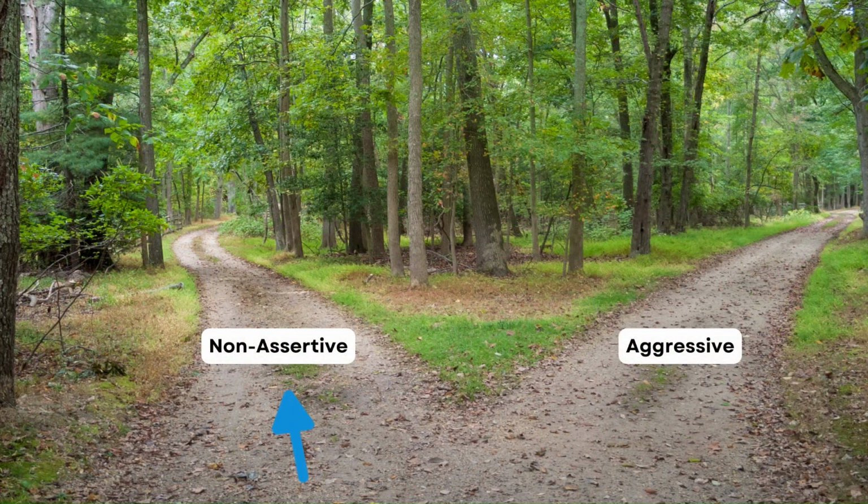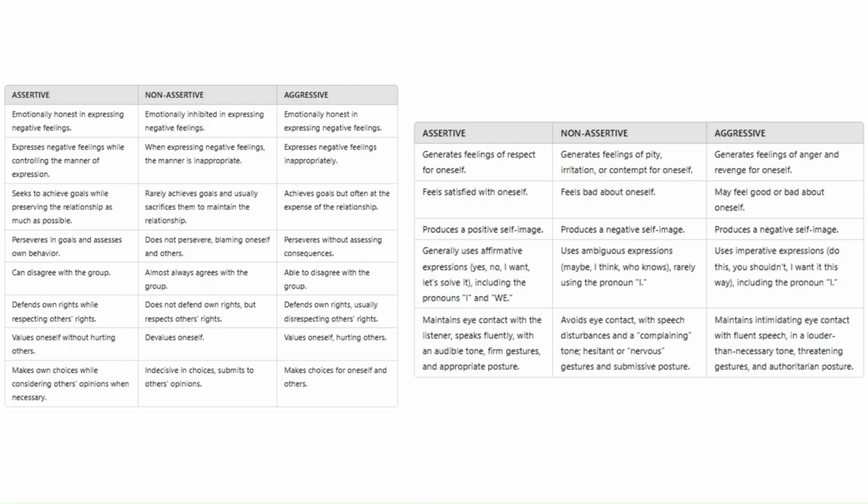Non-assertive. This is passivity, characterized by an inability to express one's feelings, thoughts, and defend one's rights. In this case, the individual does not respect himself. And aggressive. Here, a person places their own feelings and thoughts above the feelings and rights of others. In this case, the individual disrespects others, focusing solely on himself. Here is a chart illustrating the key differences between these three behaviors.